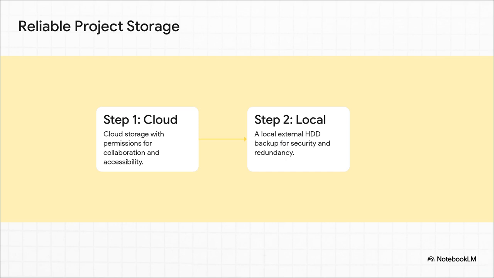Okay, project's done. High five. But now what? How do you store it so it's safe and sound? Well, the best practice, the gold standard, is a two-step plan. Step 1, use cloud storage with permissions so your team can get to it. Step 2, always have a local backup on an external hard drive. That combination of easy access and rock-solid security is what you're aiming for.